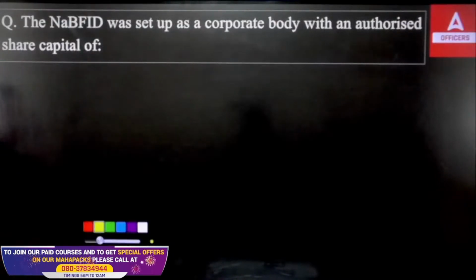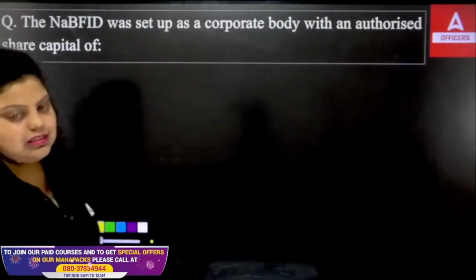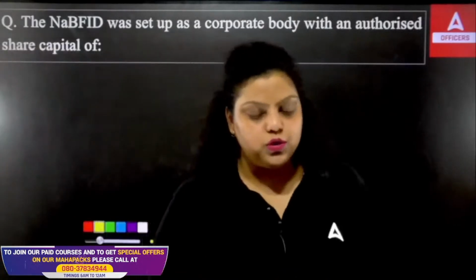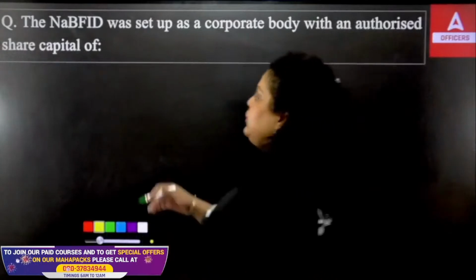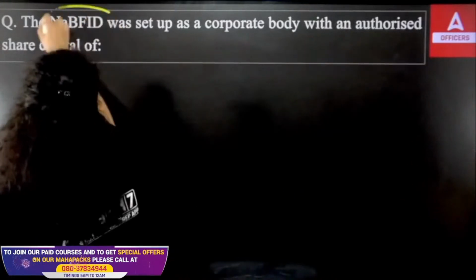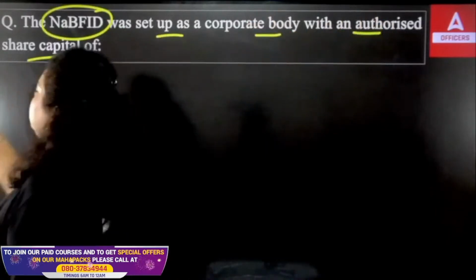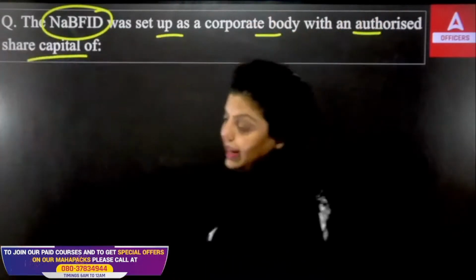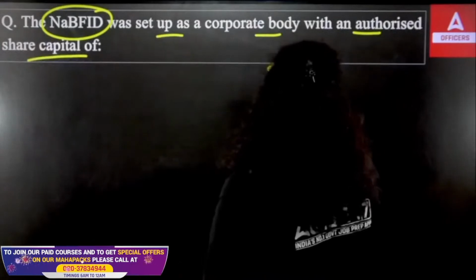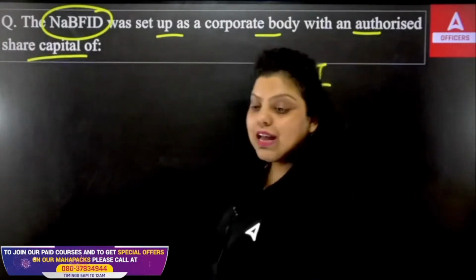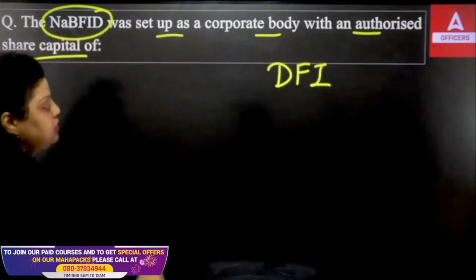Now let's move forward and talk about the questions, and we will discuss the rest of the chapter in the form of MCQs. Okay, so the first question is: the NABFID was set up as a corporate body with an authorized share capital of dash. So if I talk about the NABFID, NABFID is a development financial institution.